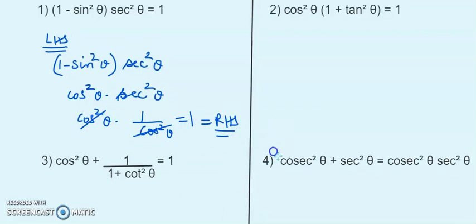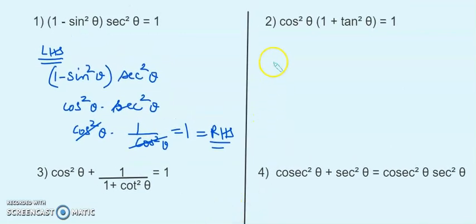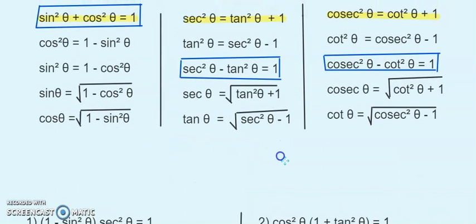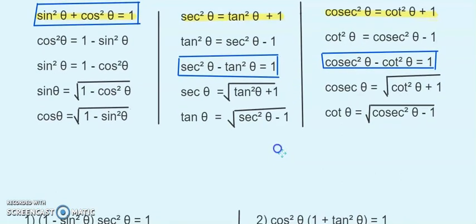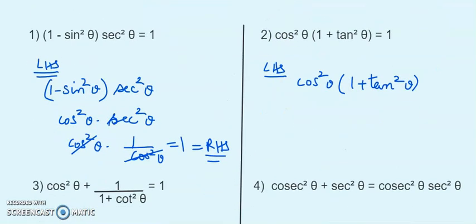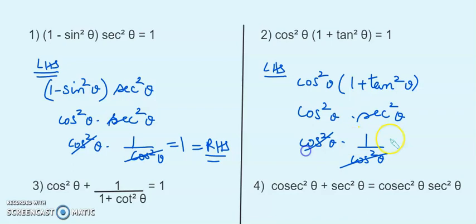Right? Okay, the next question, we'll start again with the LHS, which is cos square theta into 1 plus tan square theta. By now, 1 plus tan square theta, what is it? Yes, it's sec square theta. So we'll get cos square theta into sec square theta. Again, sec square theta is the multiplicative inverse of cos square theta, so they get cancelled off. You get 1, that is your RHS.